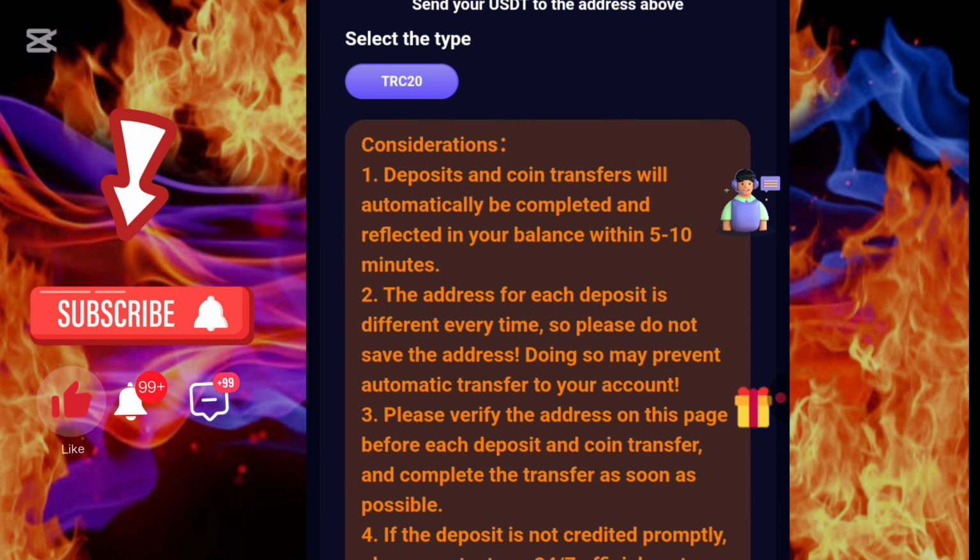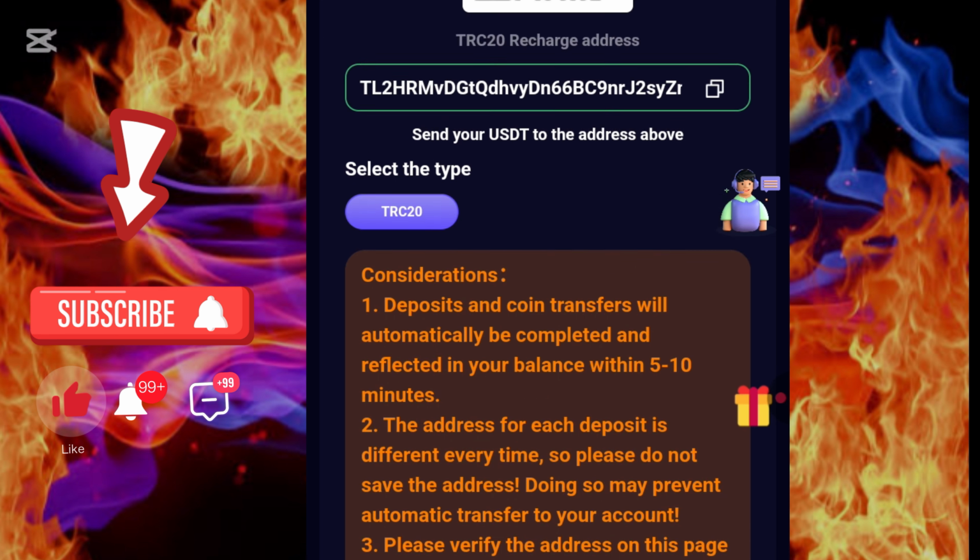Remember this, look at this instruction. Your deposit is going to arrive. You just make sure you are making use of this address for a one time, you understand? Do not save this address.